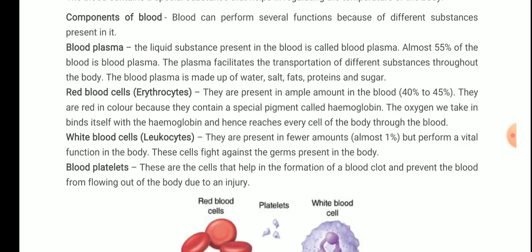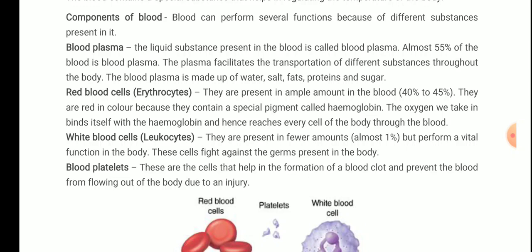The first one, blood plasma. The liquid substance present in the blood is called blood plasma. Almost 55% of the blood is blood plasma. The plasma facilitates the transportation of different substances throughout the body. The blood plasma is made up of water, salts, fats, proteins, and sugar.